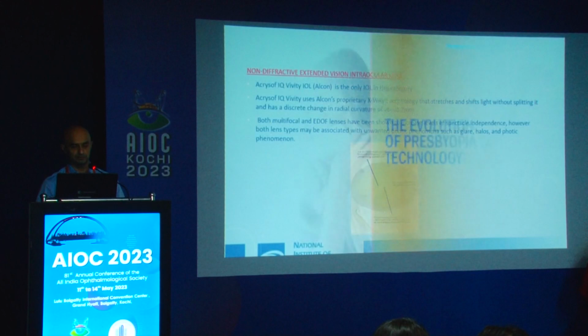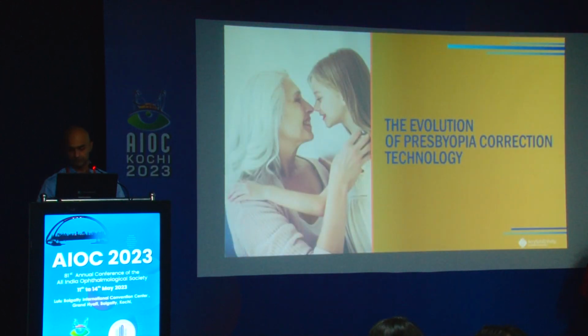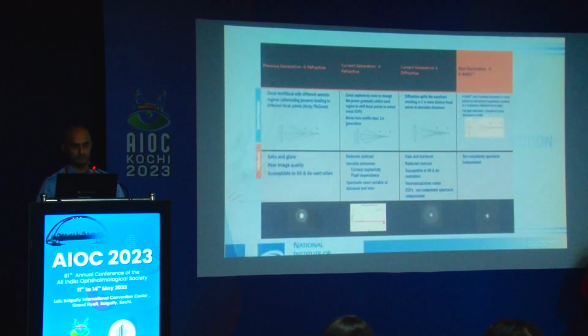How it is different from the monofocal intraocular lens is basically that it stretches and shifts the wavefront, compared to how the diffractive multifocals use the principle of having multiple foci using diffractive or refractive technology, and that's why the halos and glare are much less compared to the other lenses.